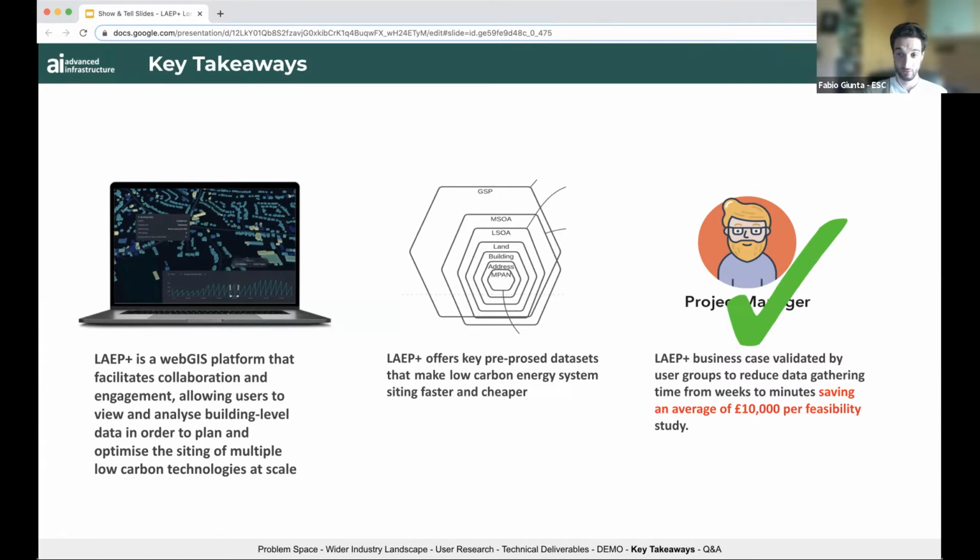We have a first question from Jonathan. Do you look at gas demand as well as electricity demand at the building level? Options to transition heat from gas to electricity will need an understanding of the heat-driven energy demand.